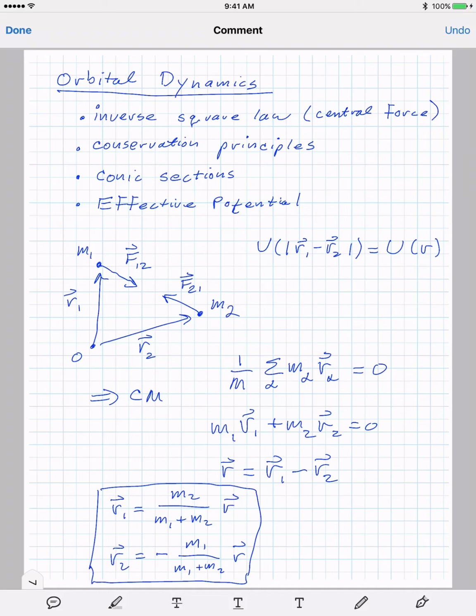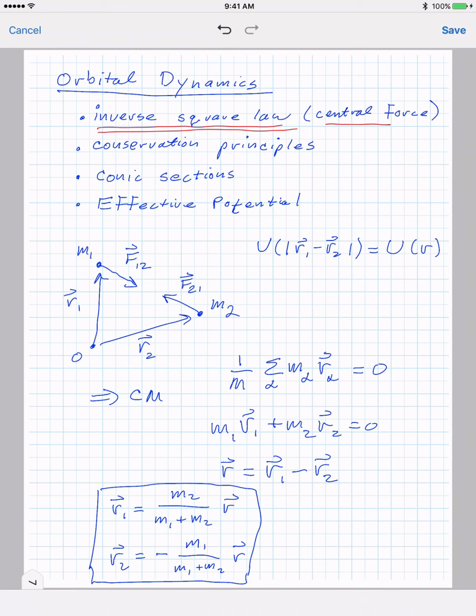Well, hello, this is the lecture on orbital dynamics. And so this is where we'll be talking about the inverse square law. And the inverse square laws are critical, for instance, for gravitation. And so a lot of what we'll be talking about in this topic is orbital motion around gravitating bodies.